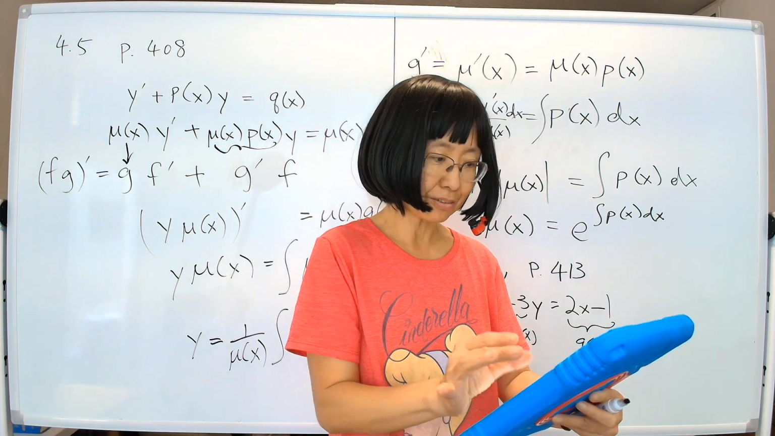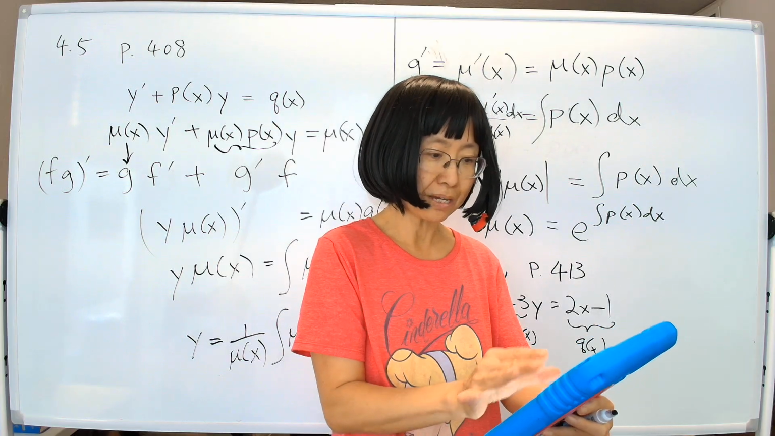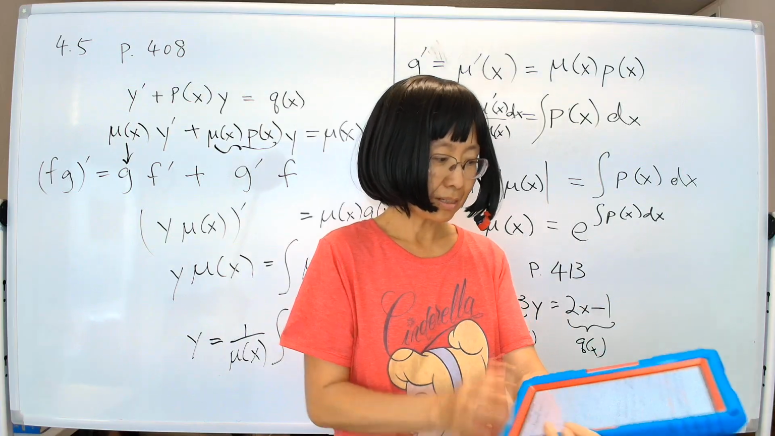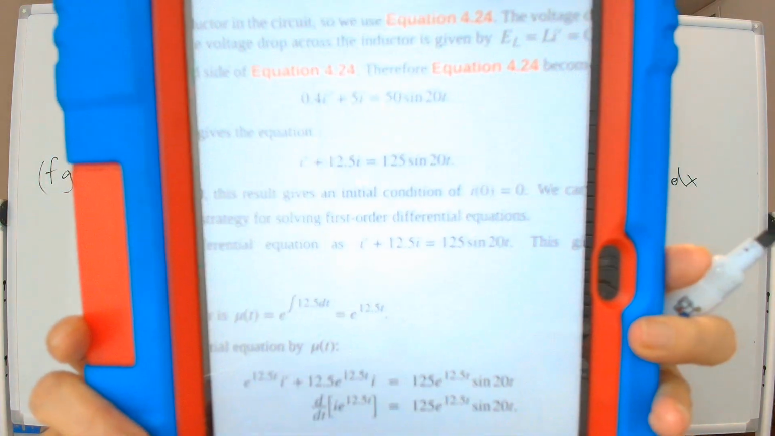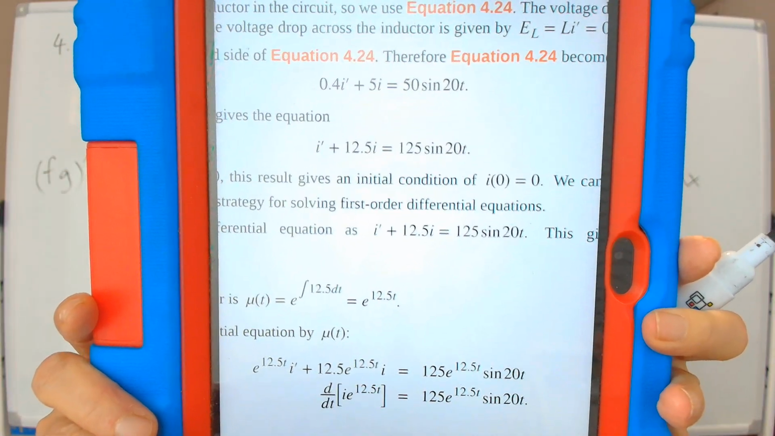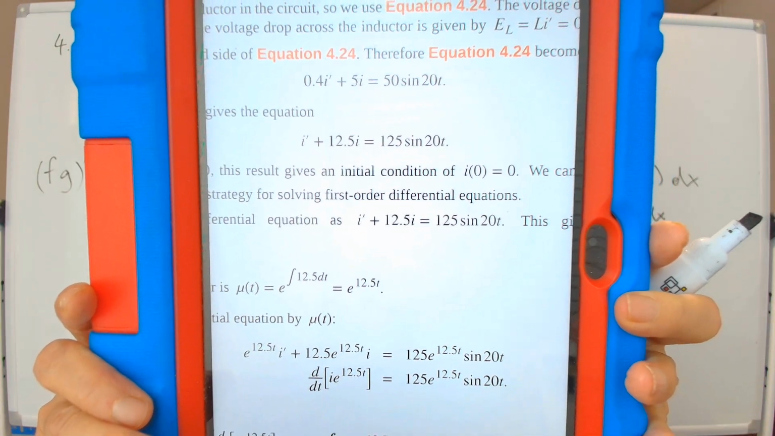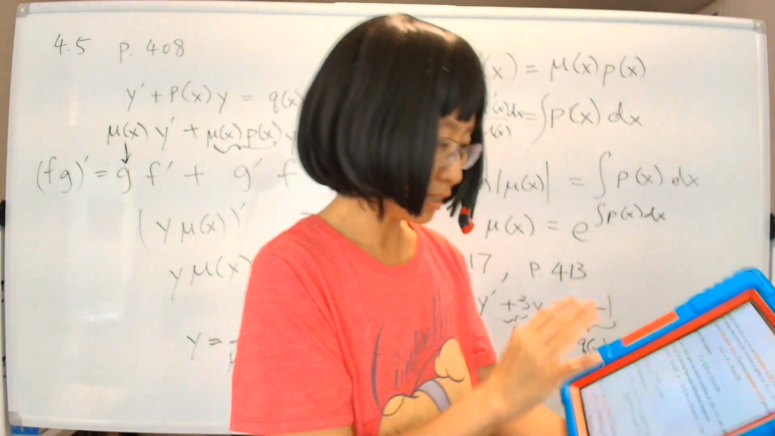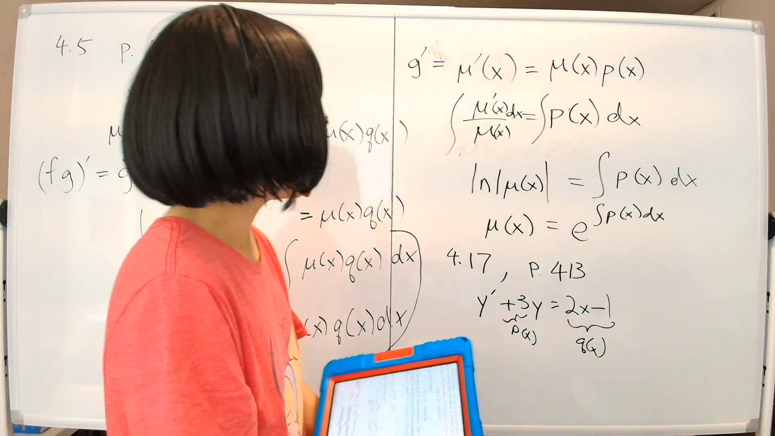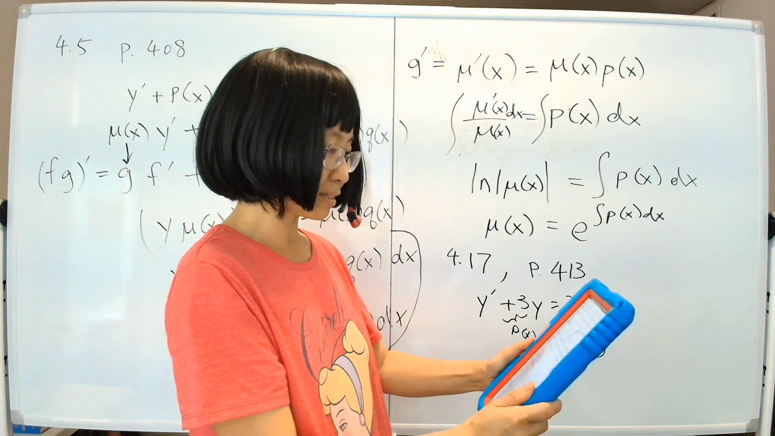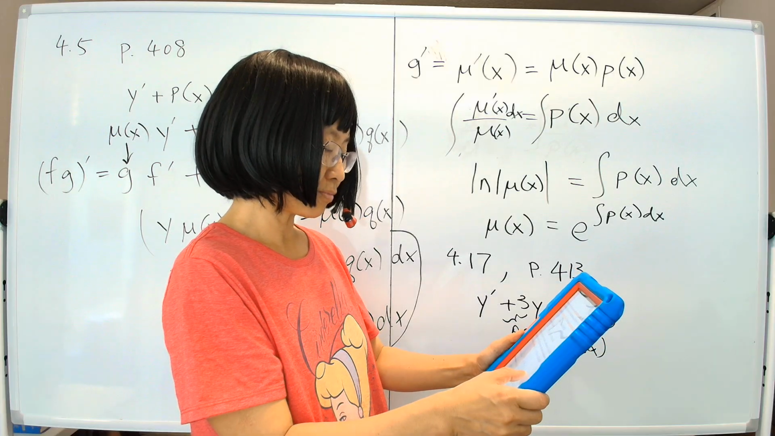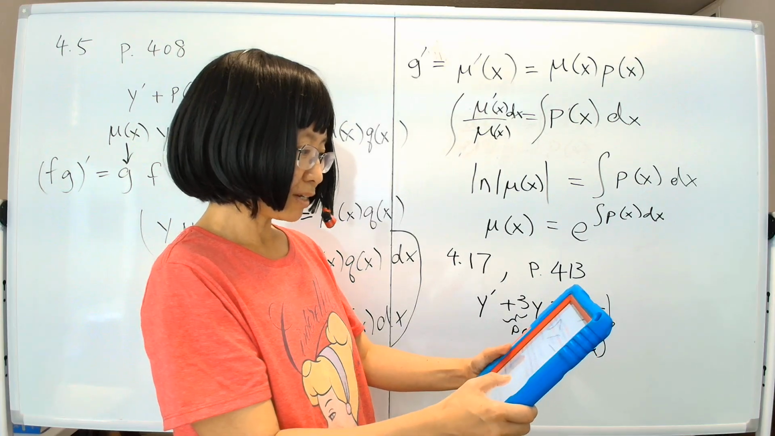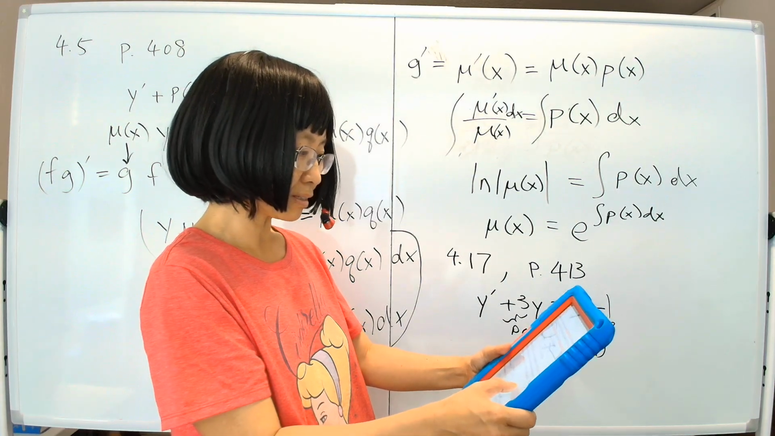If you flip the page to the solution, page 418, here's what you're doing. Here's your equation. You need to solve 0.4 I prime plus 5i equals something sine t, and that's the equation that needs to be solved. Now to solve it, you do exactly the same thing. You identify what is p of x. Well, there's a 0.4 in front of I prime, so you divide that out. But anyway, p is just a constant.